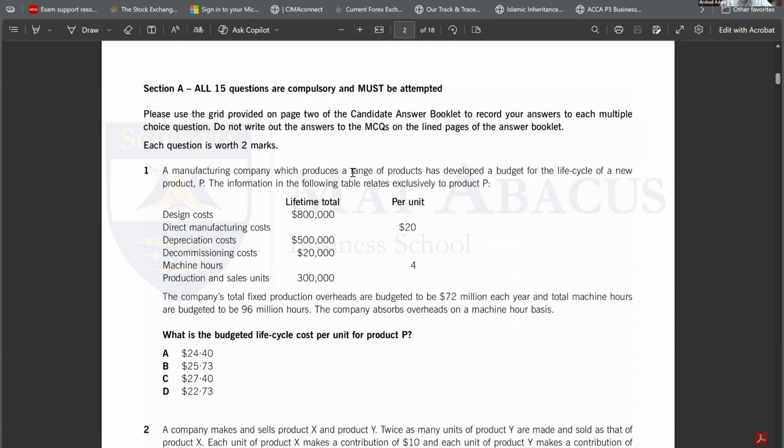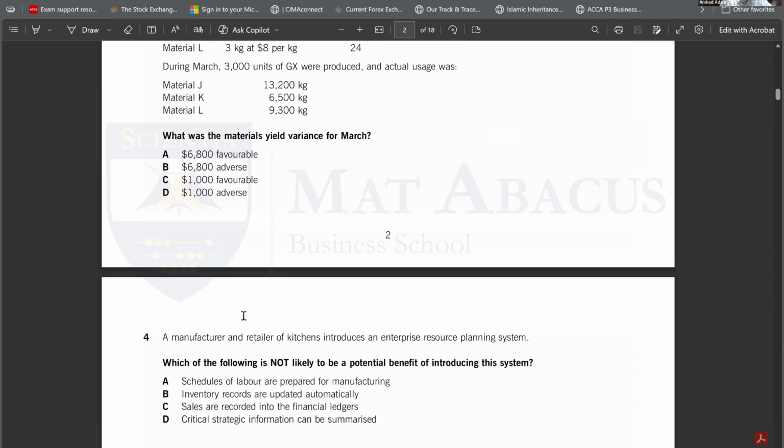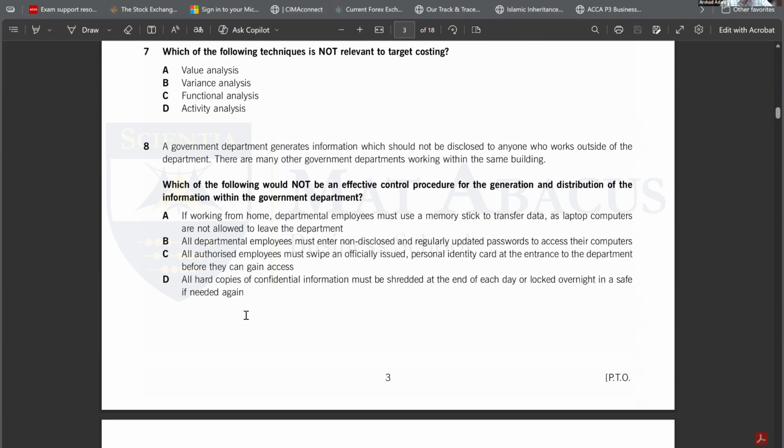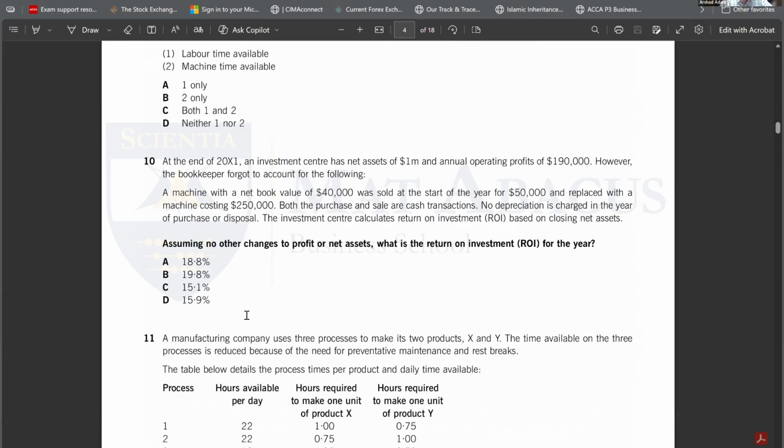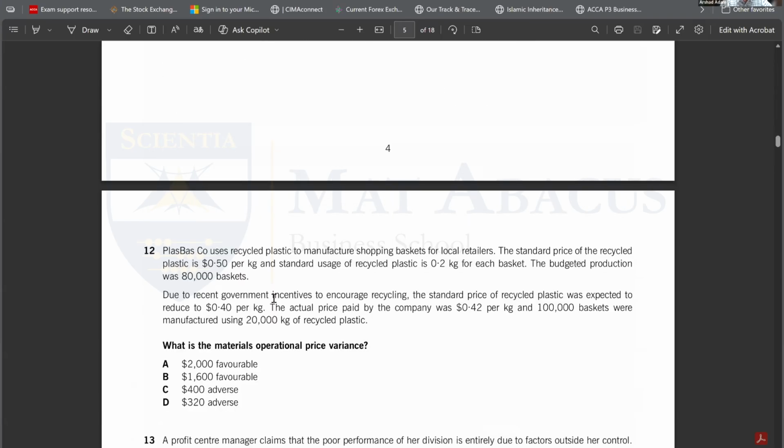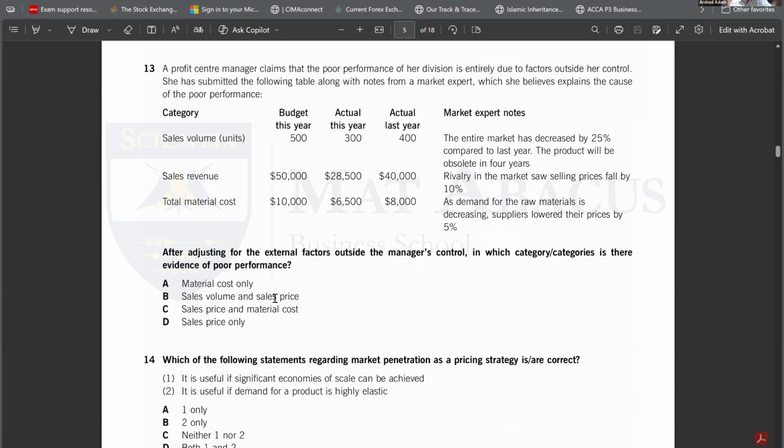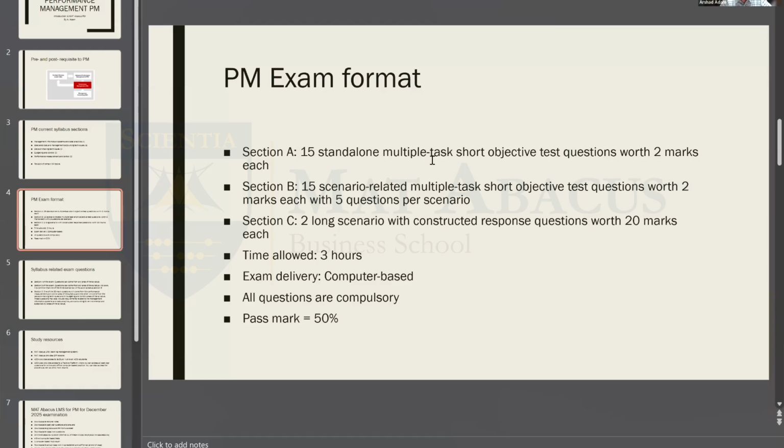So in section A, you get many questions. They could be A, B, C, D, but they could also be, nowadays, we have different style. Not everything will be A, B, C, D. This is a 2016 paper. Sometimes you just have to connect and link. So that's why I don't call it multiple choice. Instead, I call it multiple task. But they are short objective questions, each one worth 2 marks.